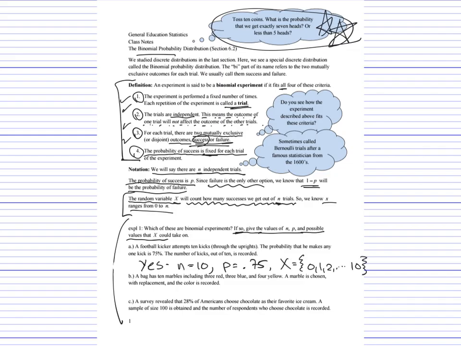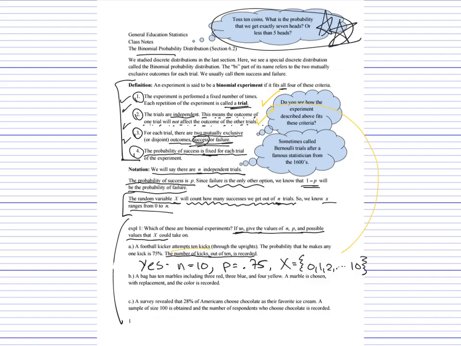Okay? So for part A, a football kicker attempts 10 kicks through the uprights. The probability that he makes any one kick is 75%. The number of kicks out of 10 is recorded. And so I'm thinking about how, going back up to these criteria up here, the experiment is performed a fixed number of times, right? He's going to attempt 10 kicks.